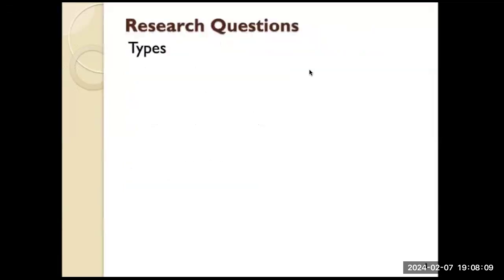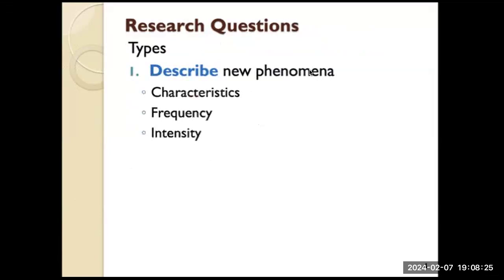All right. Research questions. There are general types of research questions that people usually come up with. So one would be to describe new phenomena. For example, when COVID happens, like, what on earth is this, right? So when we do look at describing new phenomenon, we're trying to identify characteristics. We're trying to identify frequency. How often is it happening? And intensity, to what extent is this happening?